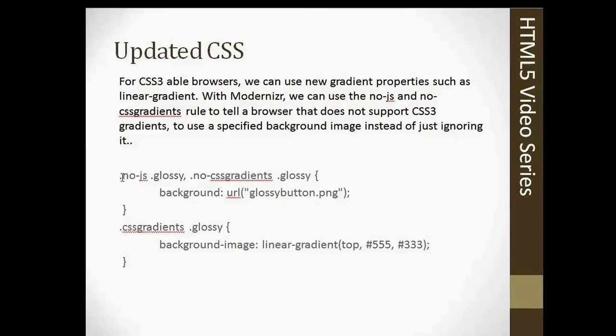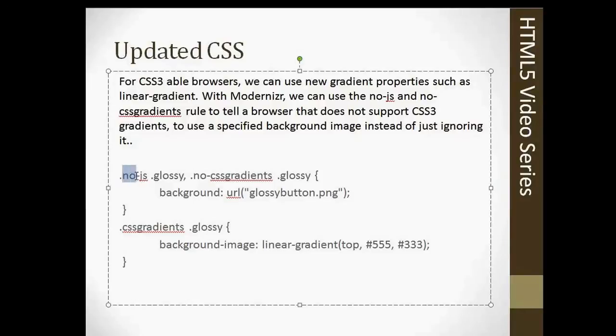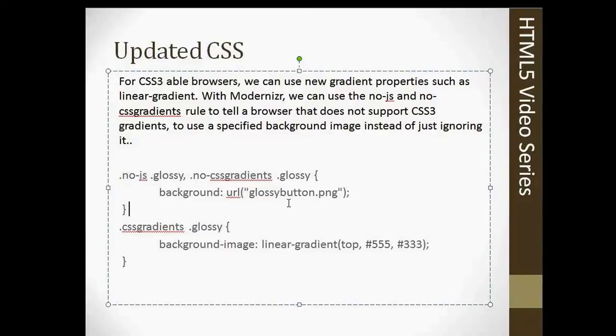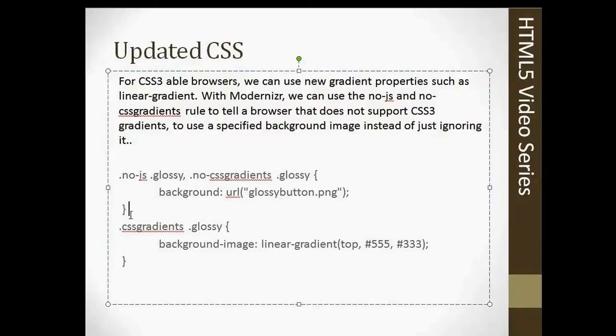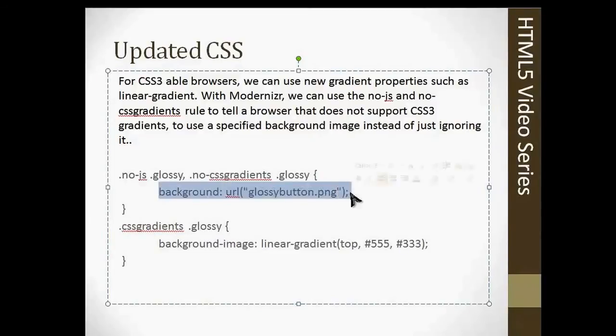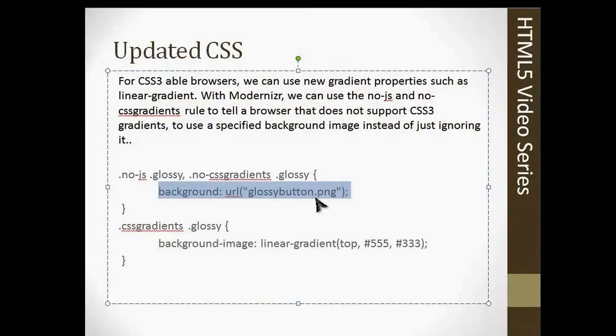Now, you saw a couple of slides back we added the no-js class to the HTML tag, and this is what would happen if the browser didn't accept the new CSS3 gradient properties or selectors. It would just have a background image. You would have to create a glossy image or a gradient image, and it would just default to that.